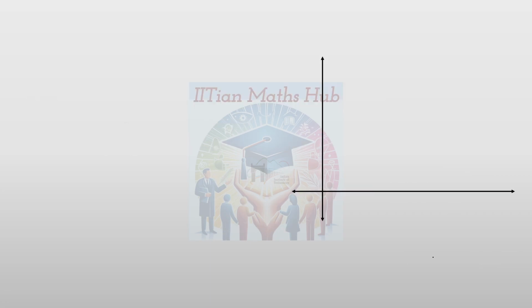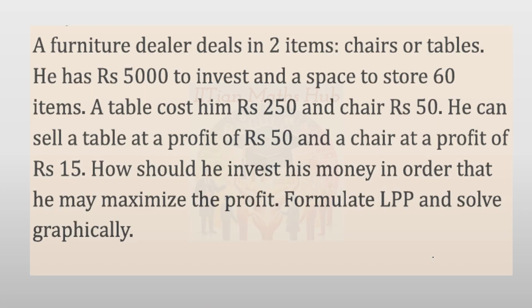Okay. Last question of today's session. A furniture dealer deals in 2 items, chairs or tables. He has 5000 rupees to invest. So you can see he has a total of 5000 rupees and 2 types of items are there. Let's say chair is X and table is Y. He has 5000 rupees to invest and a space to store 60 items.